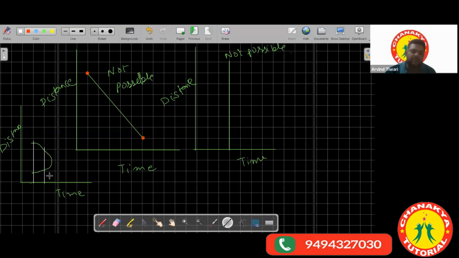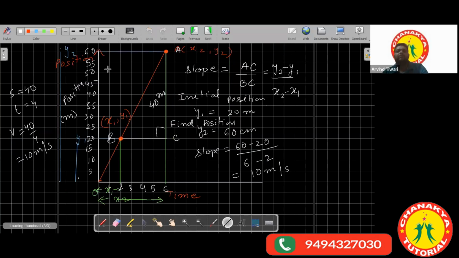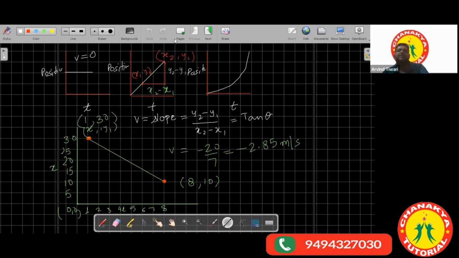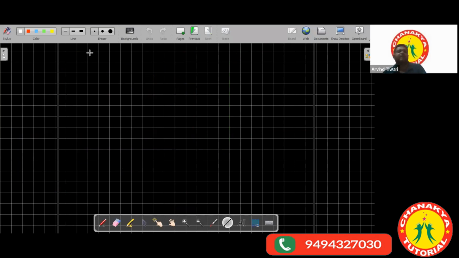So I hope now you have understood which of these can be there. Got it? Anyone having any doubts from this position time graph or distance time graph? You can also have a displacement time graph. Wherever you have studied the position time graph, the same is the condition for a displacement time graph. So position time graph and displacement time graph would be the same. Shall we start with the velocity time graph now? Or let's do some questions from the distance time graph only.